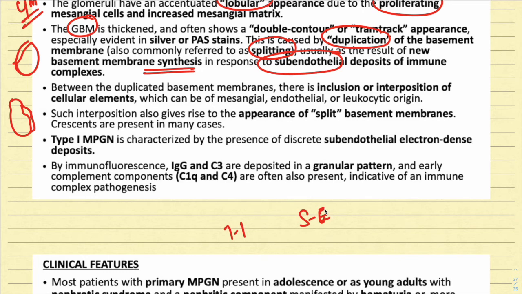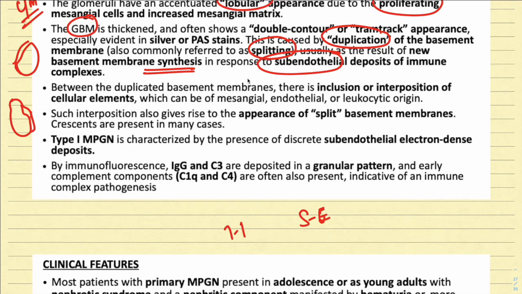Now remember one important point of difference between type 1 and type 2. In type 1 MPGN, what you will see is that the deposition is subendothelial, and the GBM splitting will be there. Now in type 2, the deposition is intramembranous, which actually causes splitting in nature of the GBM. So in both types, the characteristic feature is splitting or doubling of the basement membrane, though the type of deposit is different. In the first case it is subendothelial in location, and in the second case it is intramembranous.